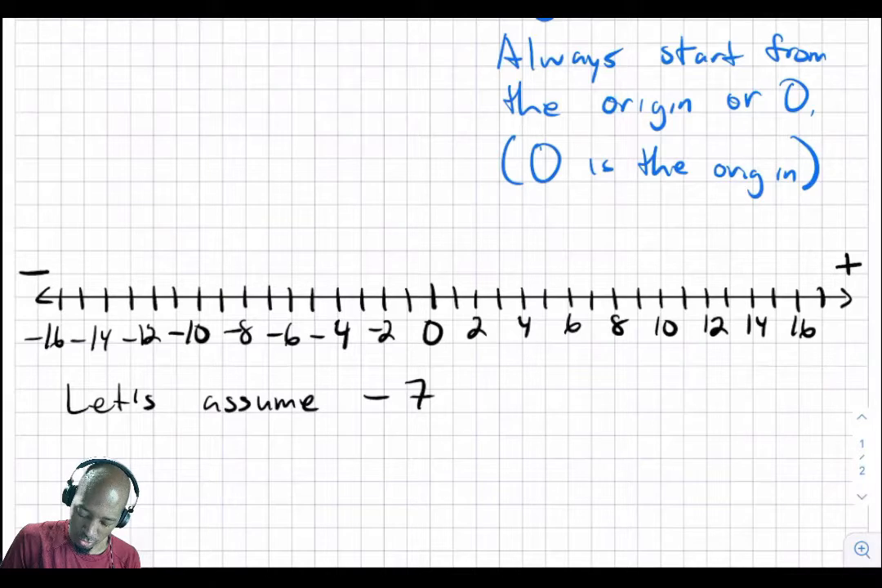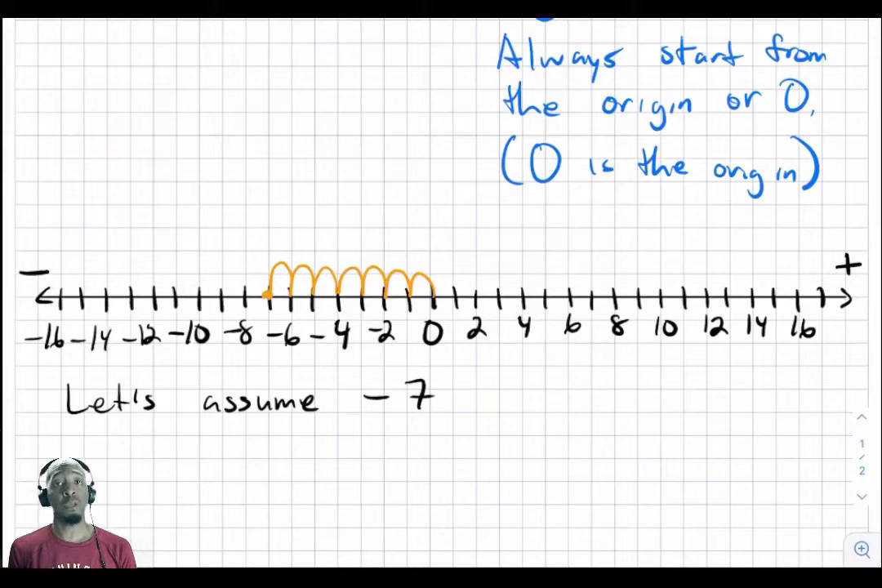1, 2, 3, 4, 5, 6, 7. And you see where it landed, halfway between -6 and -8. So that means -7 is there. So this is -7 units. Okay. I'll blow it up so you can see it.